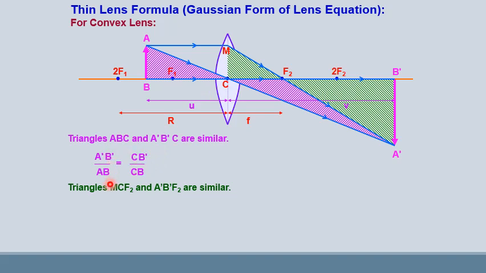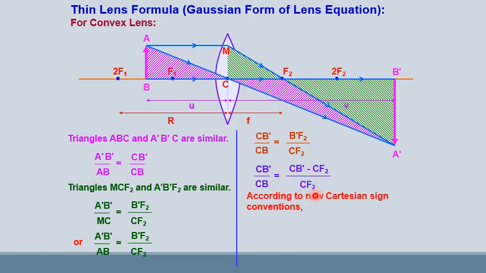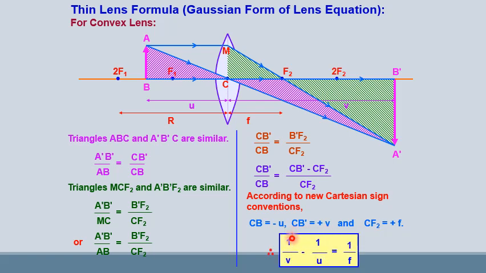Triangles MCF2 and A dash B dash F2 are similar. So we can write A dash B dash upon MC is equal to B dash F2 upon CF2, or A dash B dash upon AB is equal to B dash F2 upon CF2. So CB dash upon CB is equal to B dash F2 upon CF2, or CB dash upon CB is equal to CB dash minus CF2 upon CF2. According to new Cartesian sign conventions, CB is equal to minus U, CB dash is equal to plus V, and CF2 is equal to plus F. On putting the values, 1 upon V minus 1 upon U is equal to 1 upon F.